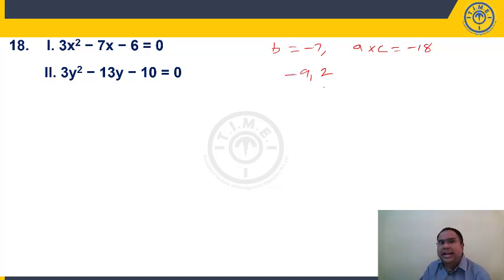So the larger number I will take as minus. So minus 9 plus 2 is minus 7. Minus 9 into 2 is minus 18. While writing the roots, you have to change the sign. 9 by 3, comma minus 2 by 3. So 3 comma minus 2 by 3 are the roots.